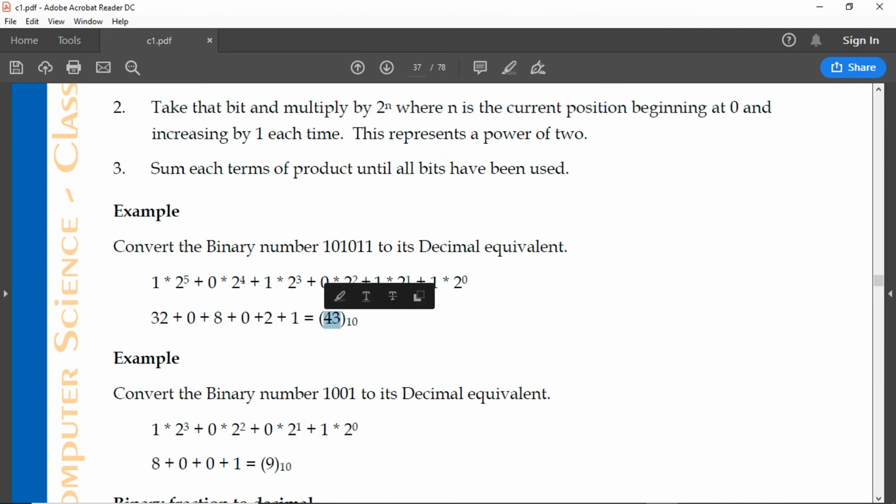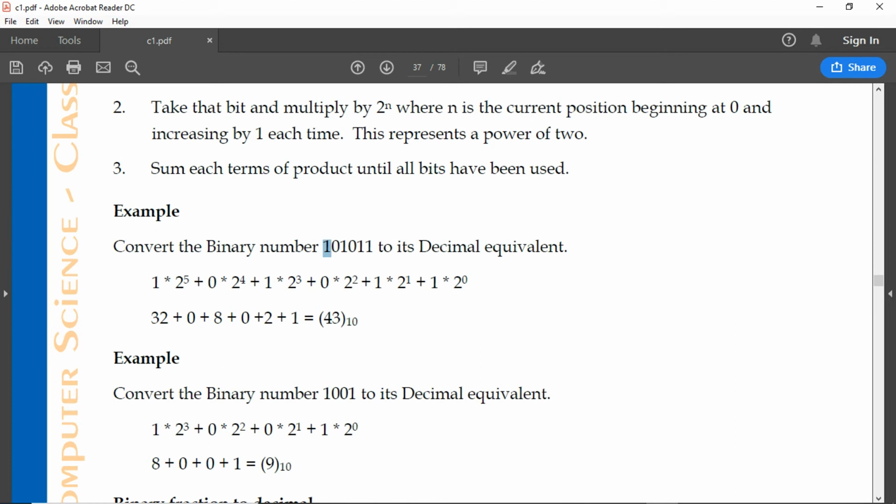Example. Convert the binary number 101011 to its decimal equivalent. 1 × 2^5 plus 0 × 2^4 plus 1 × 2^3 plus 0 × 2^2 plus 1 × 2^1 plus 1 × 2^0. 32 plus 0 plus 8 plus 0 plus 2 plus 1 equals 43 base 10.